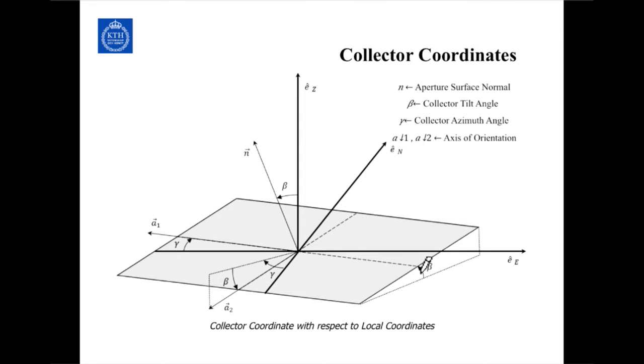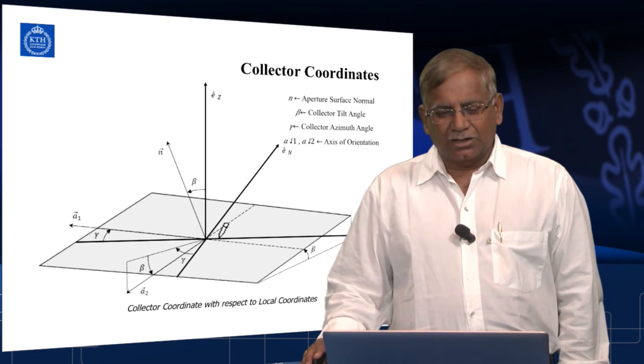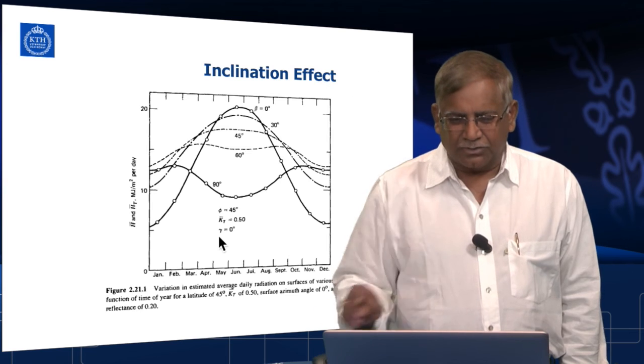And so these are what are called the collector coordinates in this particular case, and this is your collector, and this is the angle with respect to the horizontal, and these are the different angles which we have to represent. This beta is the collector tilt angle, and this is the azimuth angle here, and these are the axes, subscript A1 and subscript A2. These are called the axis orientation, and this is how you know these coordinates, and then you can calculate the radiation coming onto the surface.